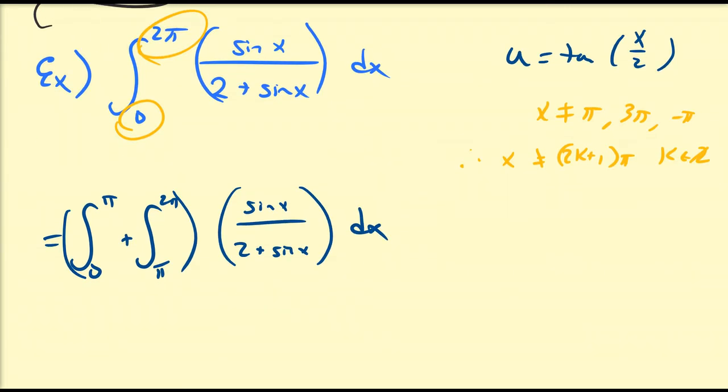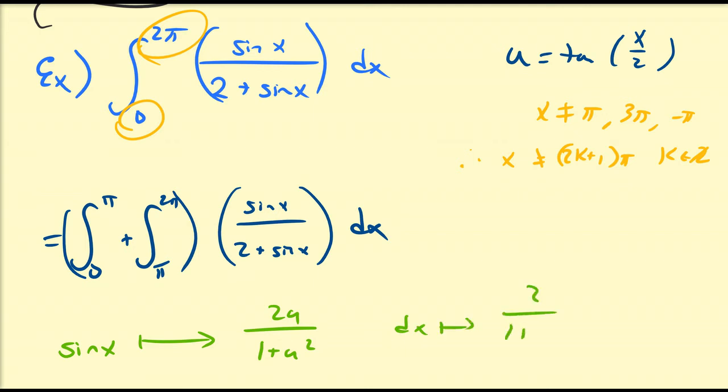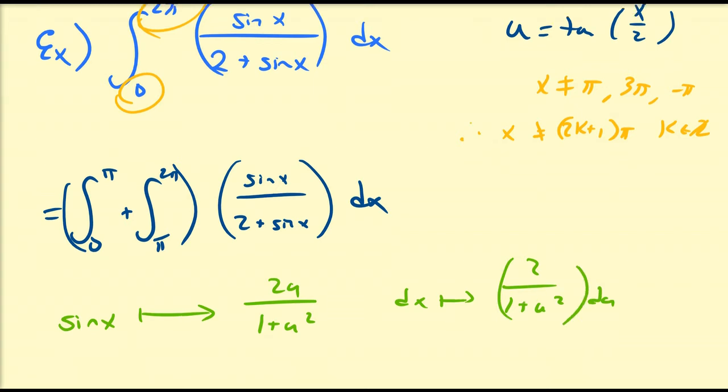Alright, so let's use our Weierstrass substitution. So remember that sine of x is going to be mapped to 2u over 1 plus u squared, and dx is going to be mapped to 2 divided by 1 plus u squared du. And we've already proven those things before.